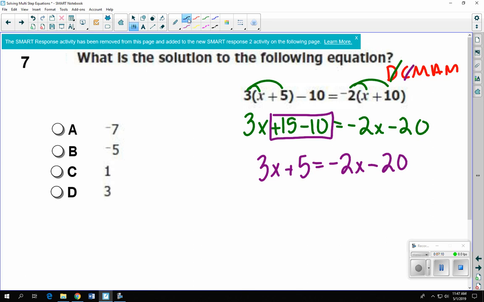Now I start to solve the equation. I have 3x and a negative 2x. Again, I want to keep my x's positive as much as I can. So I'm going to add 2x. 5x plus 5 is equal to negative 20.